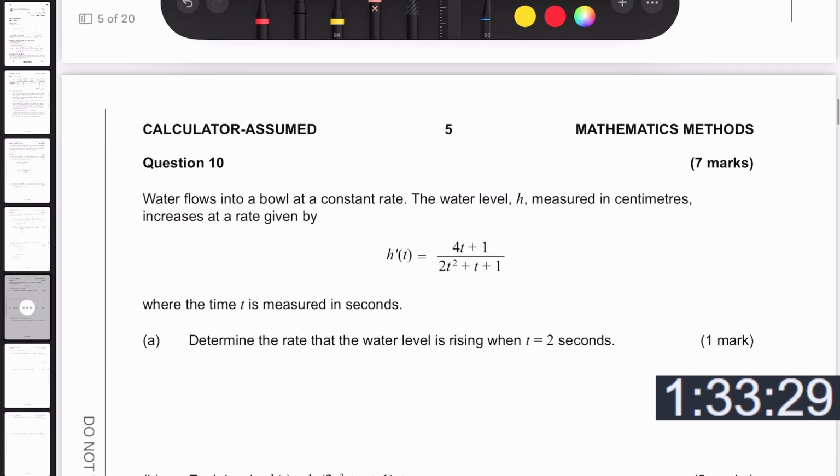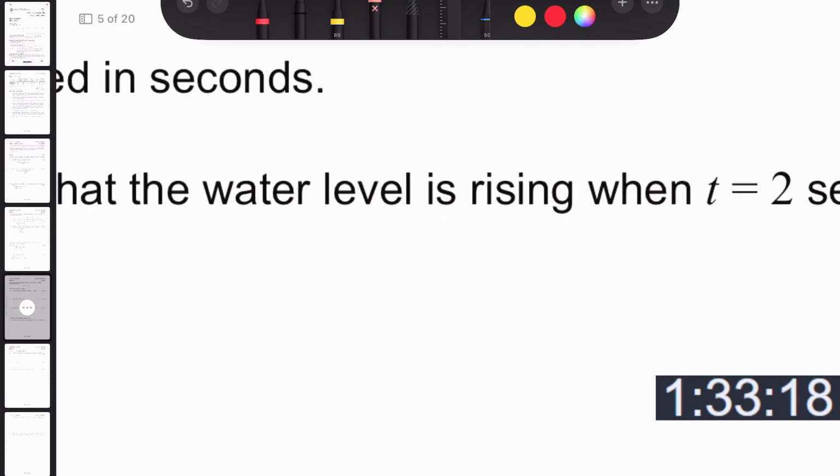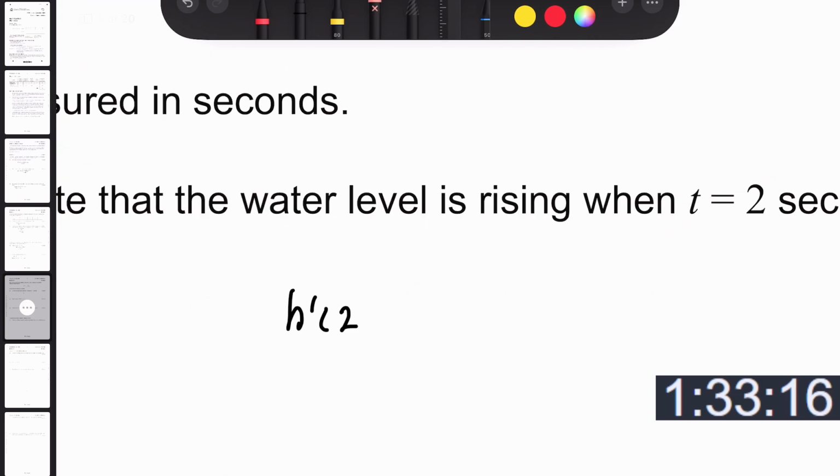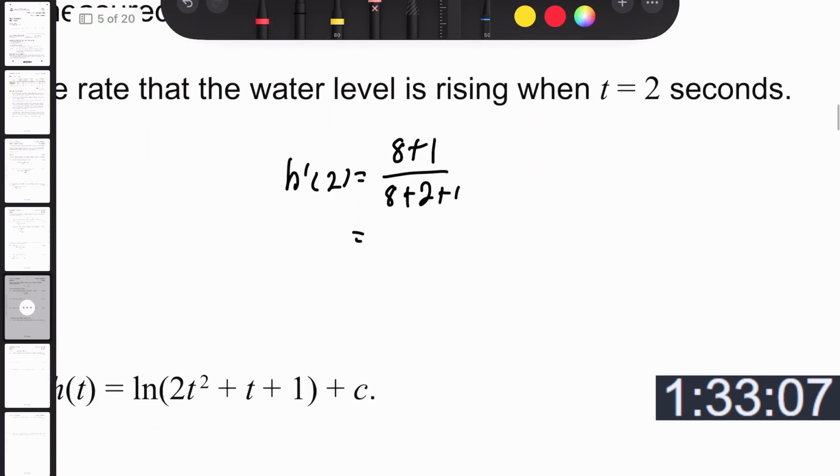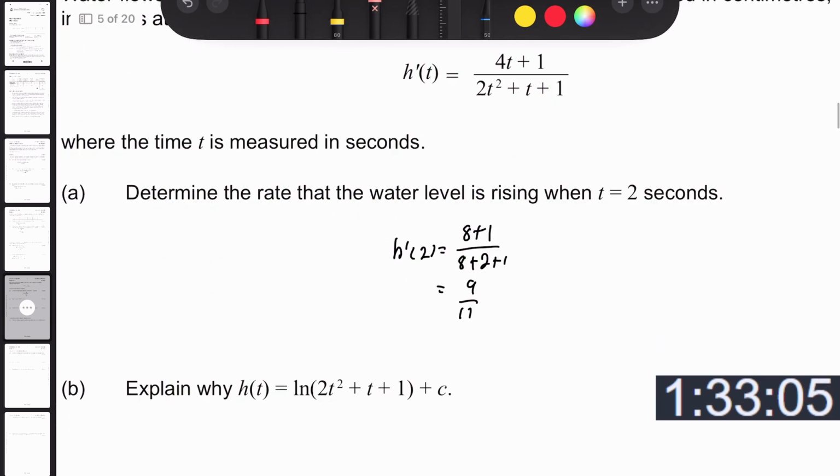Okay. Water flows into a bowl at a constant rate. The water level H is measured in centimeters and increases by the rate. Determine the rate that the water is rising when t equals 2. So H dash of 2 is 8 plus 1 all over 8 plus 2 plus 1. So that's 9 on 11, it's an odd number to choose, 9 and 11.